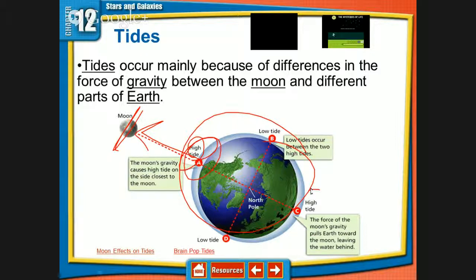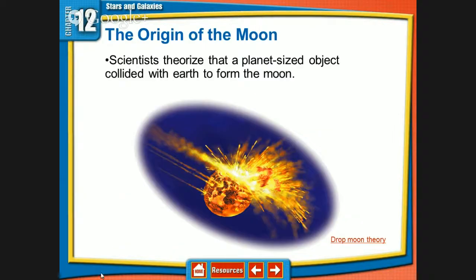But you also have something called an opposite end bulge. And so it always happens here and here during the course of the day. And then if you go a little bit around the Earth, you have low tide on those sides. Okay, high tide and low tide caused by the moon and a little bit of the sun.